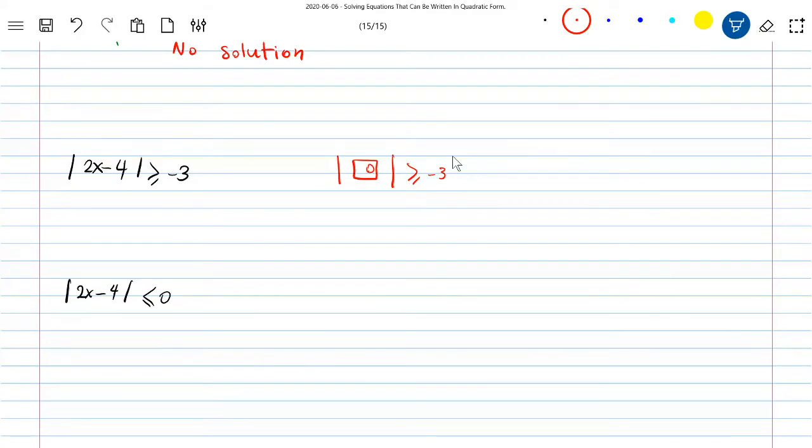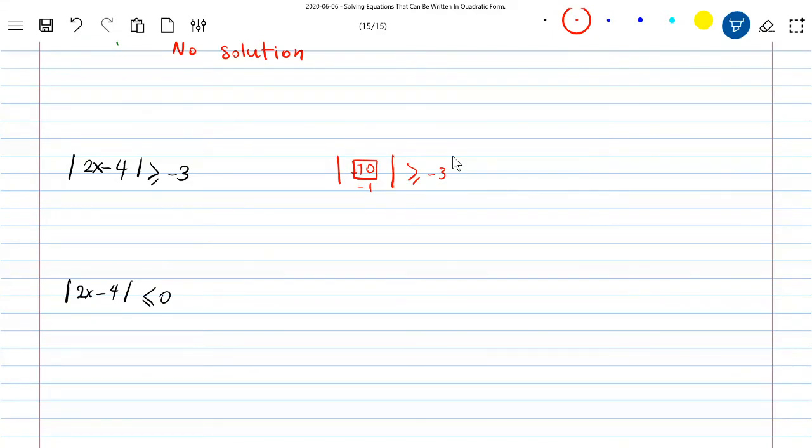Could it be 0? Absolute value of 0 is greater than -3? Yes, it is. How about 10? It is possible. How about 1? It's possible. How about -10? Absolute value of -10 is still positive 10. It's greater than -3. It doesn't really matter what number you put in here.